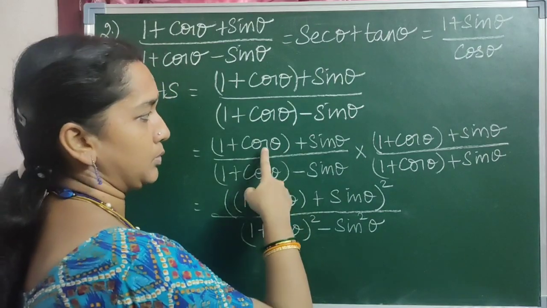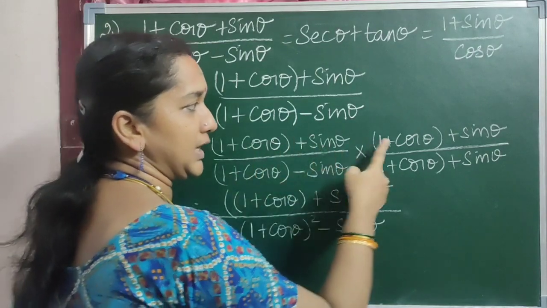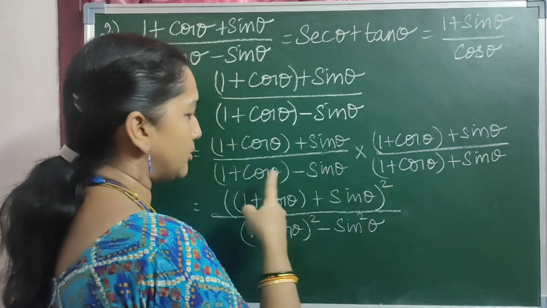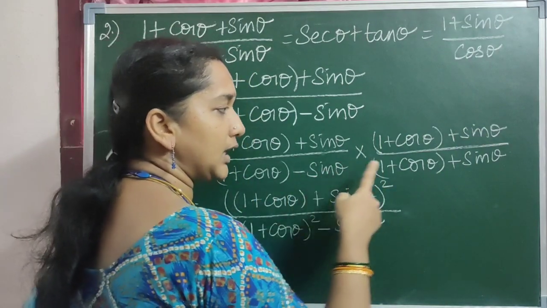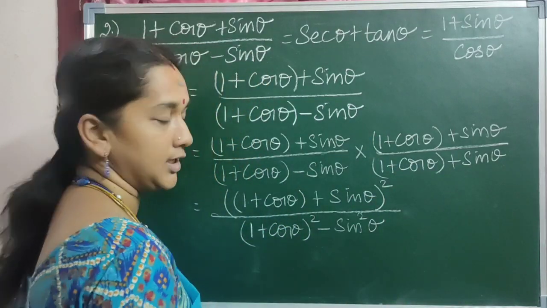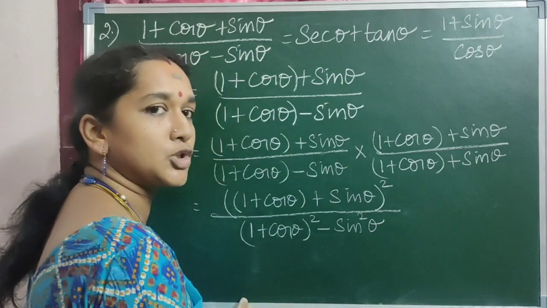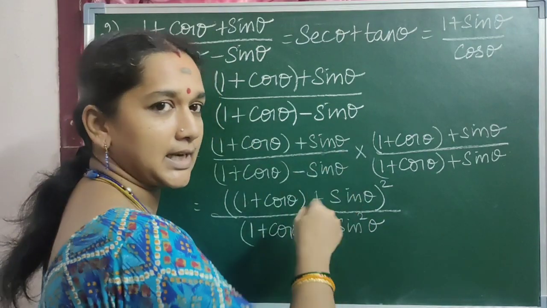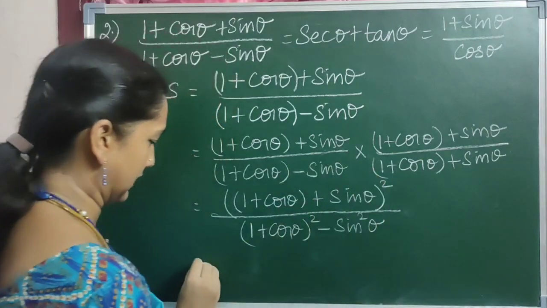Okay. So, numerator: (A plus B) the whole square. Denominator: (A minus B)(A plus B), so it is A squared minus B squared. Now everything has to be carefully simplified. If you make any one mistake anywhere, you won't get the answer.